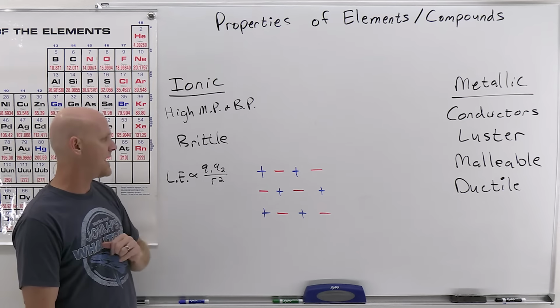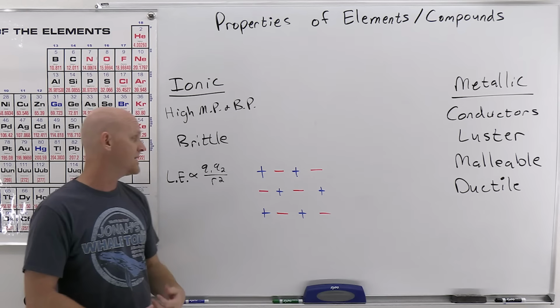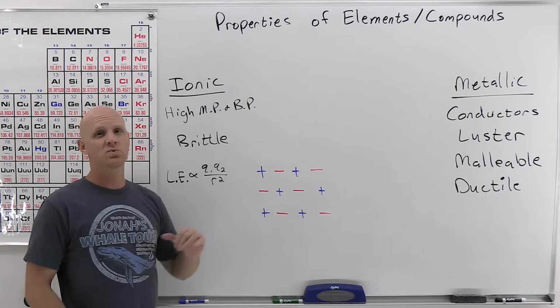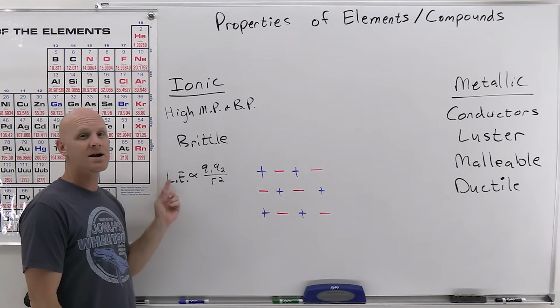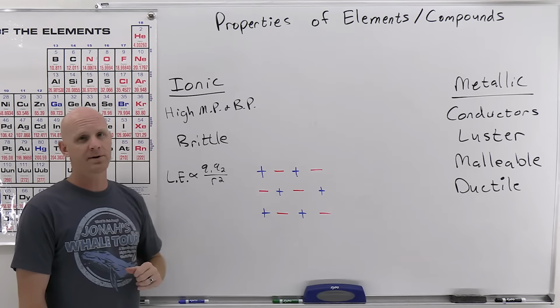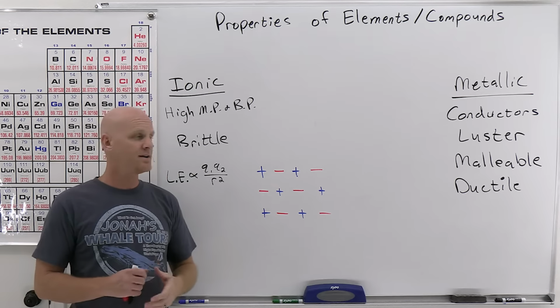Same thing with how negative the anions are as well. -2 will have a stronger attraction than -1. And then again, the size of the ions matters as well, because you want them to be as close as possible, because the smaller that value of R, the higher the lattice energy, the stronger the ionic bonds. And again, we will cover this in more detail in chapter 8, here in the next chapter.